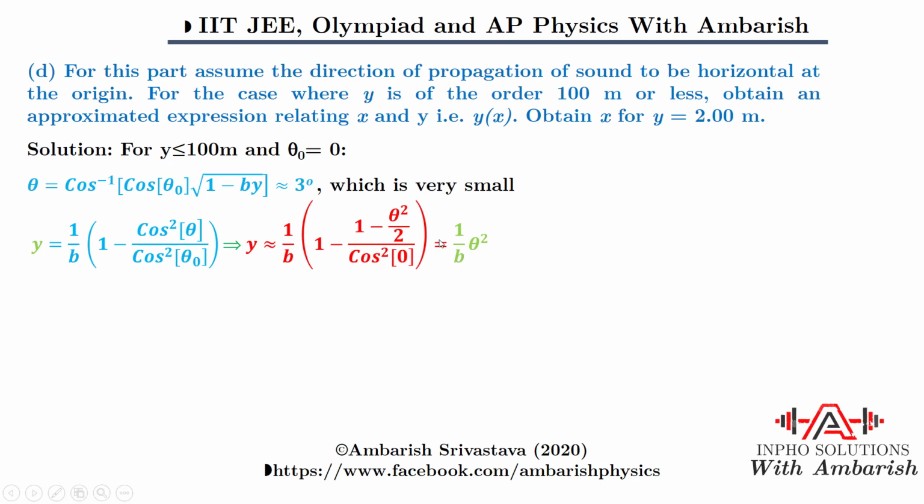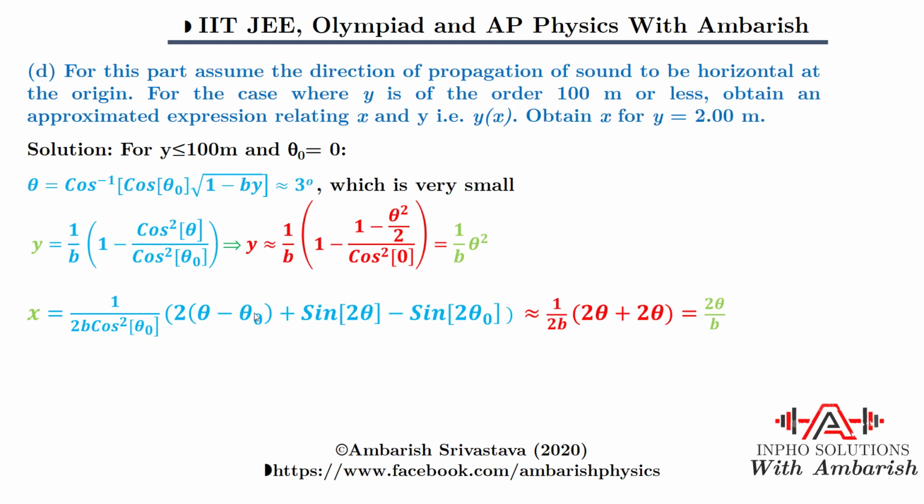Oh sorry, theta naught is 0, so no problem. This is cos square 0 only, because theta naught is 0. The direction of propagation is given as horizontal at origin, so theta naught is 0. Okay, so if you solve this, this is 1 and 1 minus theta square by 2, and this is b outside, so 1 by b theta square. Alright, so this is y as a function of theta when theta is very, very small.